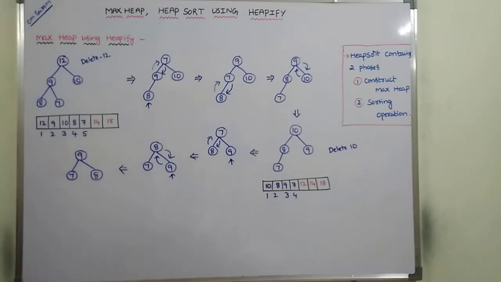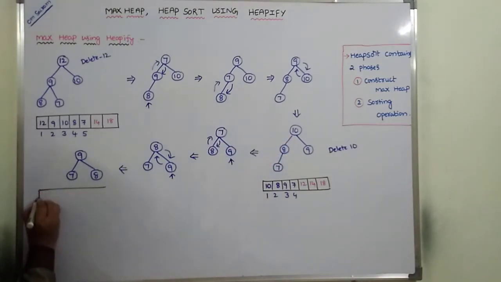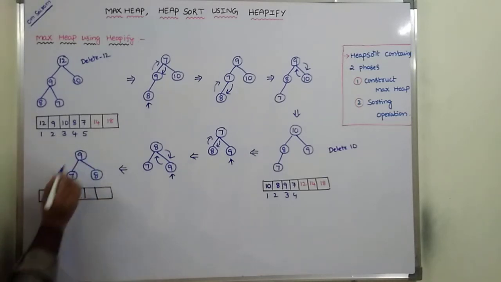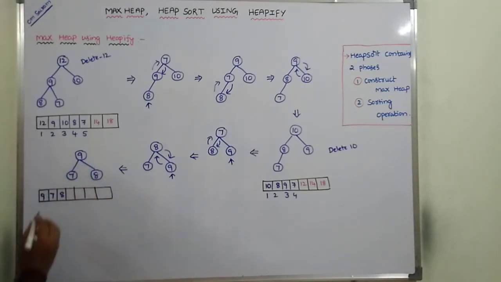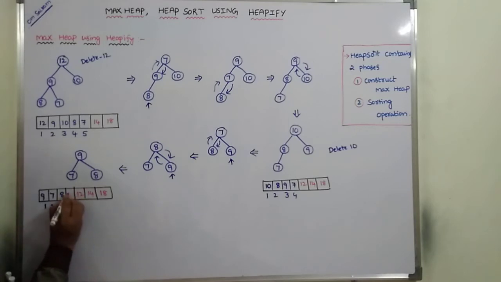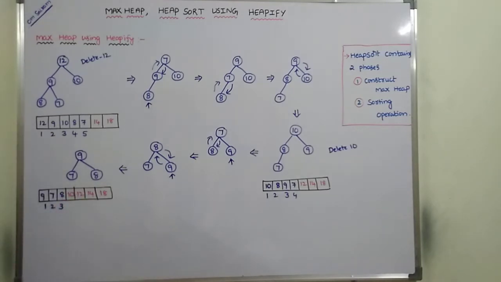Okay. So after deleting 10, this is the maximum heap we are getting. So now the array representation is... here the first element is 9, first level. In the second level 7 and 8 are there. So what are the deleted elements? The first deleted element is 18. So 18, next 14, next 12, next 10. Okay, so after deleting 10, this is the maximum heap we are getting.